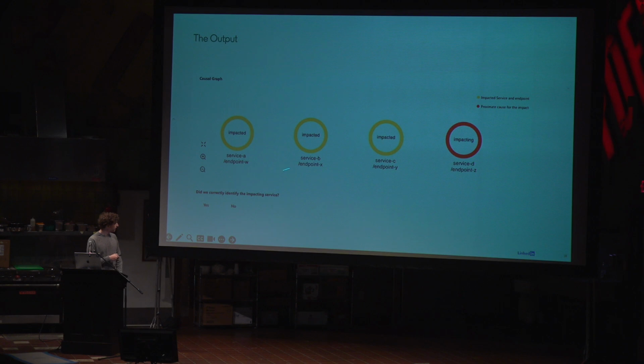And then below, we added a prompt to allow users to tell us if we correctly identified the impacting service, because we know we're not perfect at this. We can get things wrong, and so it's useful feedback to get from people if they believe that the causation is incorrect.